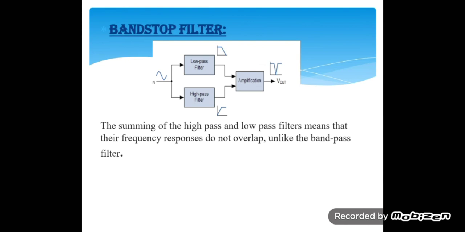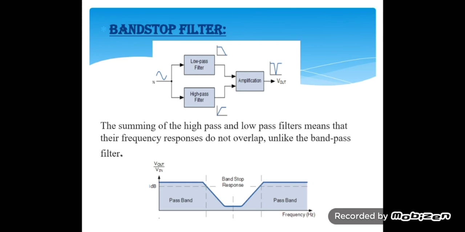The junction between these two is generally known as the stop band. The frequency range between these two is generally attenuated by the band stop filter. So this is the frequency characteristic curve of the band stop filter.